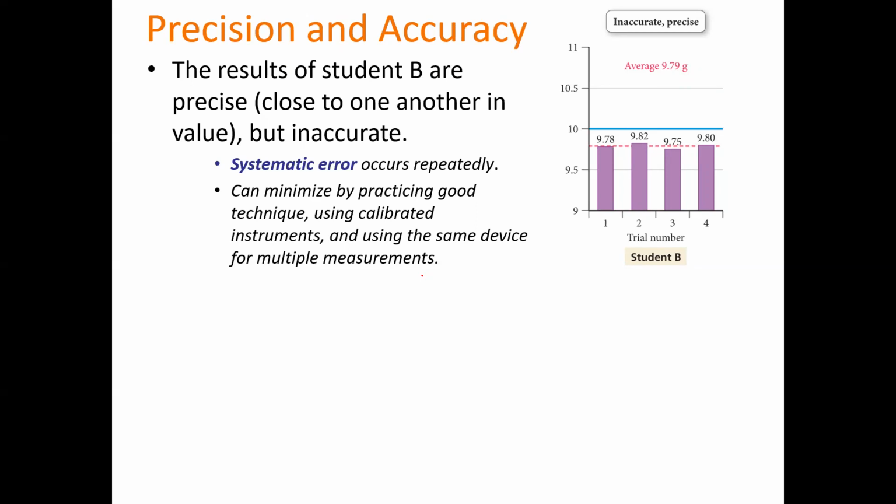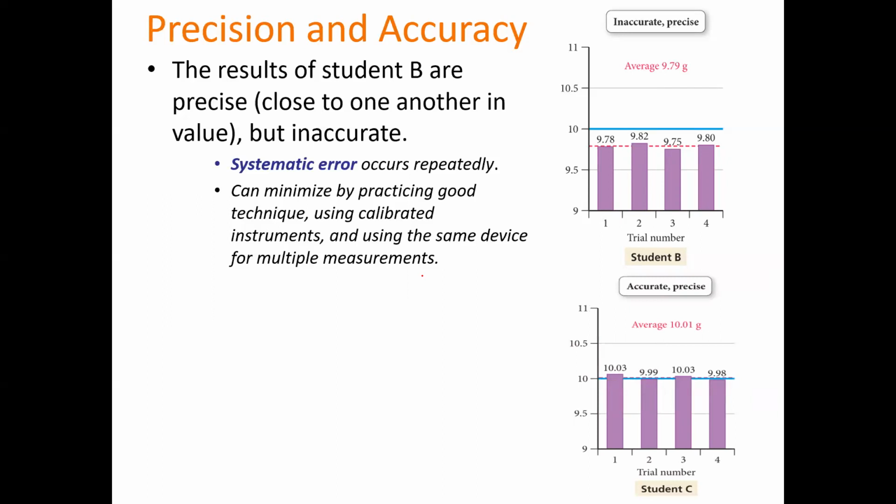Or maybe this person was using different scales. They're not using the same scale on all. So all of this is systematic error, right? They're using an instrument that's not calibrated. They're using several instruments. So one of the ways you can minimize systematic error is by practicing good technique and using the same calibrated device. But again, this student is extremely precise.